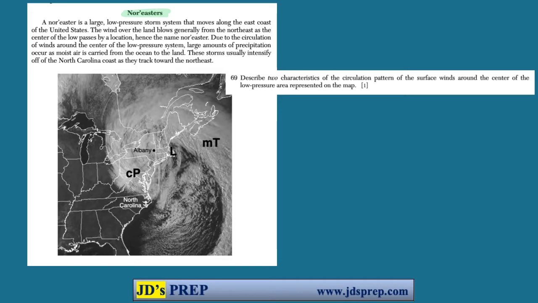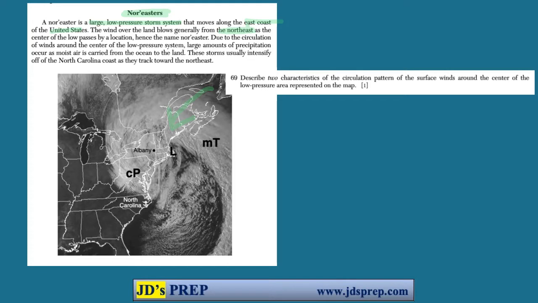We'll start with the information about them. They are large low-pressure storm systems. They move along the east coast of the U.S. So the wind over the land generally comes from the northeast, which would be up here, as the center of the low passes by a location, hence the name nor'easter.